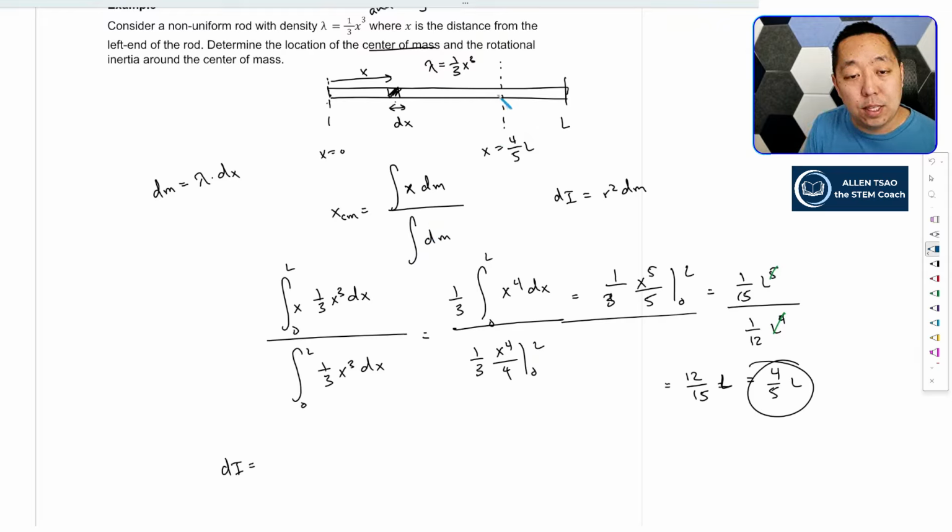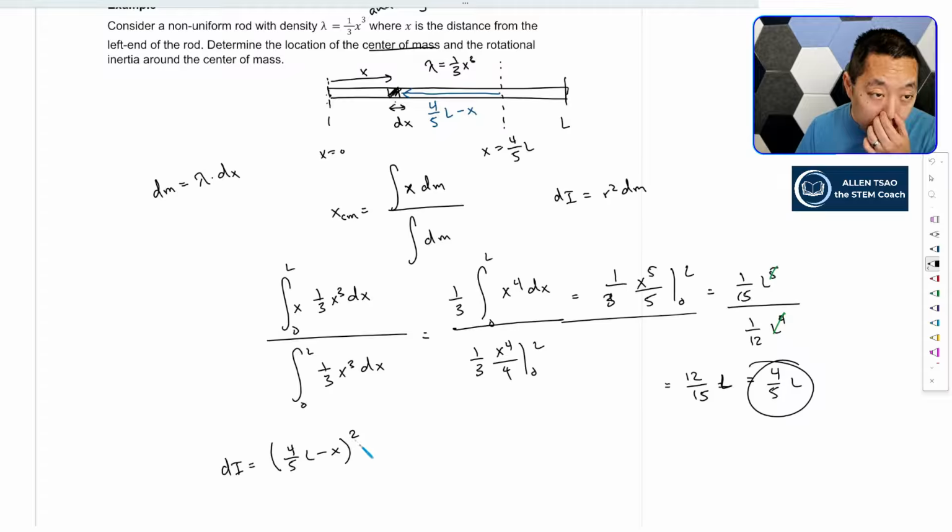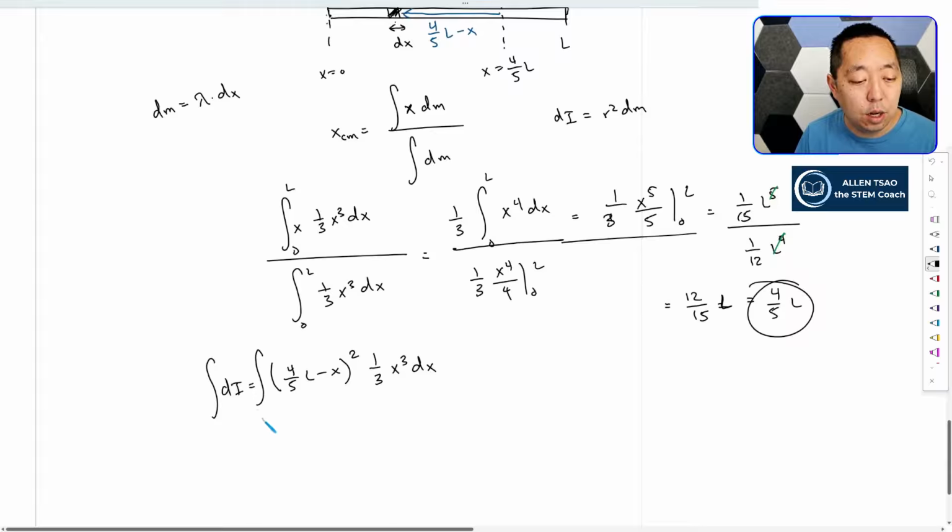This distance is x, but the distance to the axis of rotation is actually 4/5 L minus x, right? Because this whole thing is 4/5 L, and the distance to the axis of rotation, that's our r, is going to be 4/5 L minus x. So don't just plug in x all the time. It depends on your axes. So that's my r squared. And then dm is just lambda times dx, and that's 1/3 x cubed times dx, because that's our lambda, that's our dx there. And so now we're going to integrate this, also cutting off the slices from 0 to L here.